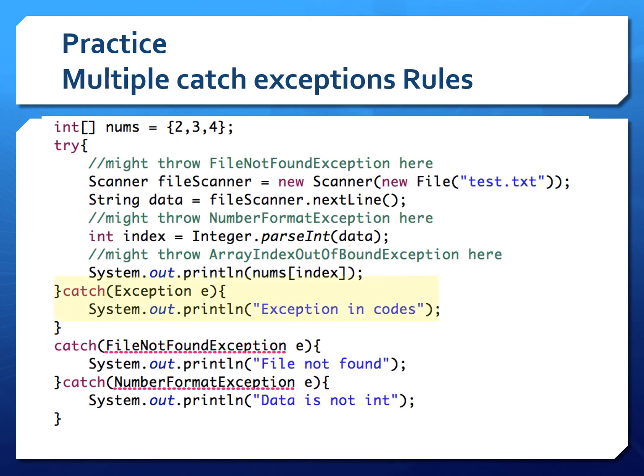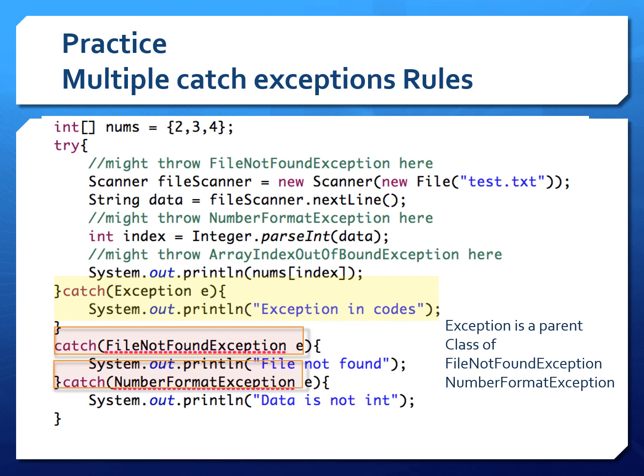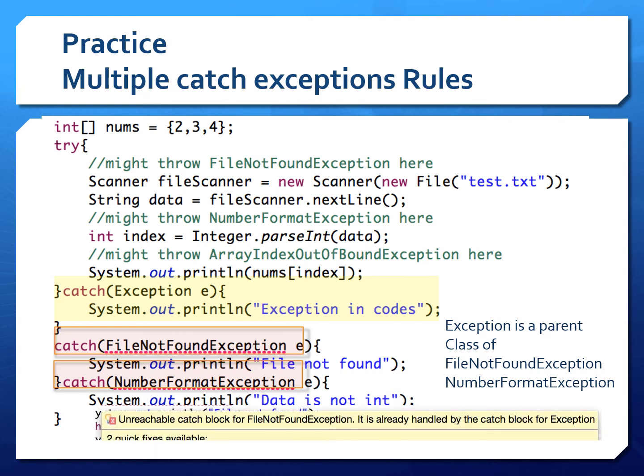In this example, the Exception is caught at the beginning. This catch Exception block will catch all types of exceptions, including FileNotFoundException and NumberFormatException. Therefore, there is no chance for FileNotFoundException and NumberFormatException to be caught. And Java will signal an unreachable catch block syntax error.